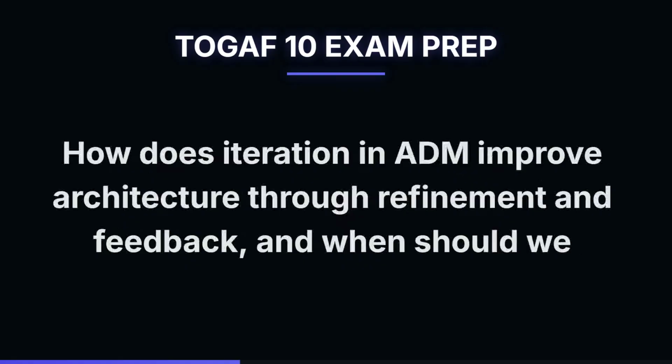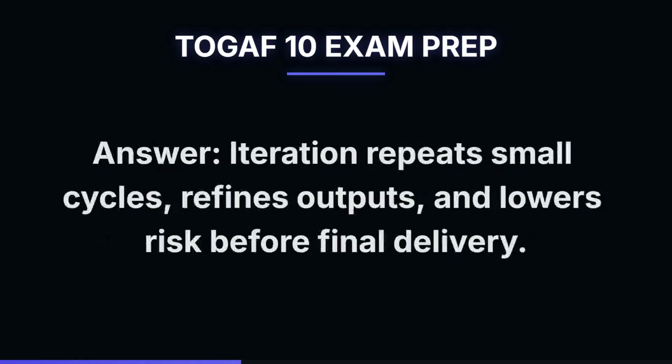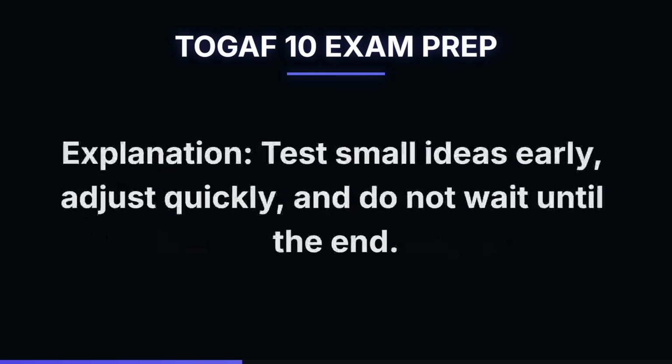11. How does iteration in ADM improve architecture through refinement and feedback, and when should we repeat phases? Iteration repeats small cycles, refines outputs, and lowers risk before final delivery. Test small ideas early, adjust quickly, and do not wait until the end.